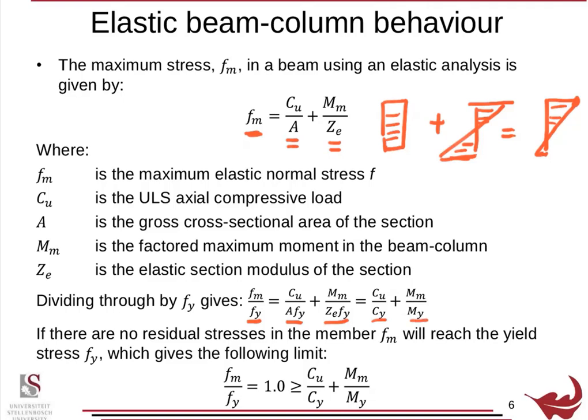And now, if there are no residual stresses, then the stresses will be at yield, so we'll take the stress right up to yield. We're going to assume the maximum is now our yield stress, and so the ratio of stresses must be a maximum of 1. So is it 100% stressed or less? And we end up with force over yield force and moment over yield moment. So that's from pure first principles elastic stress design.